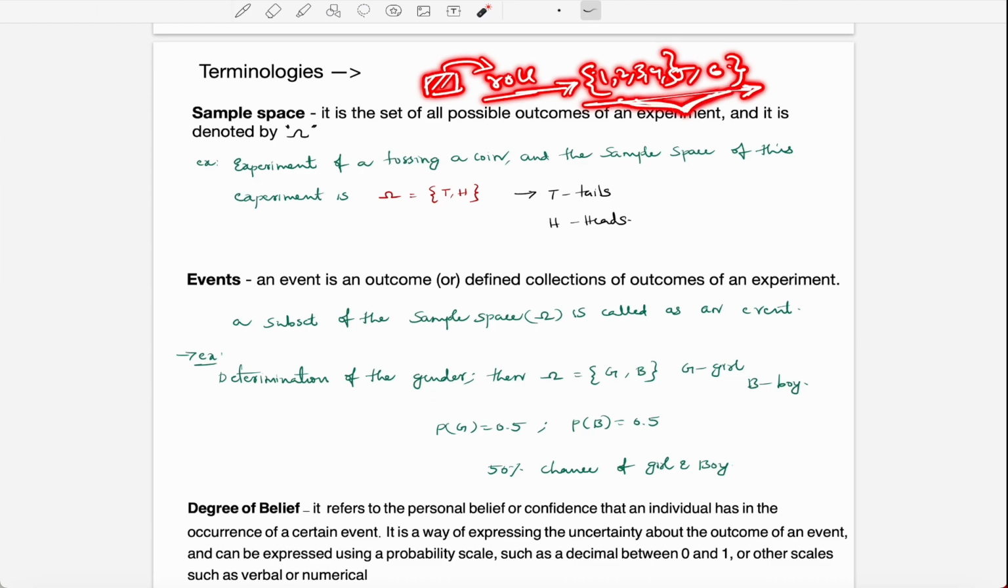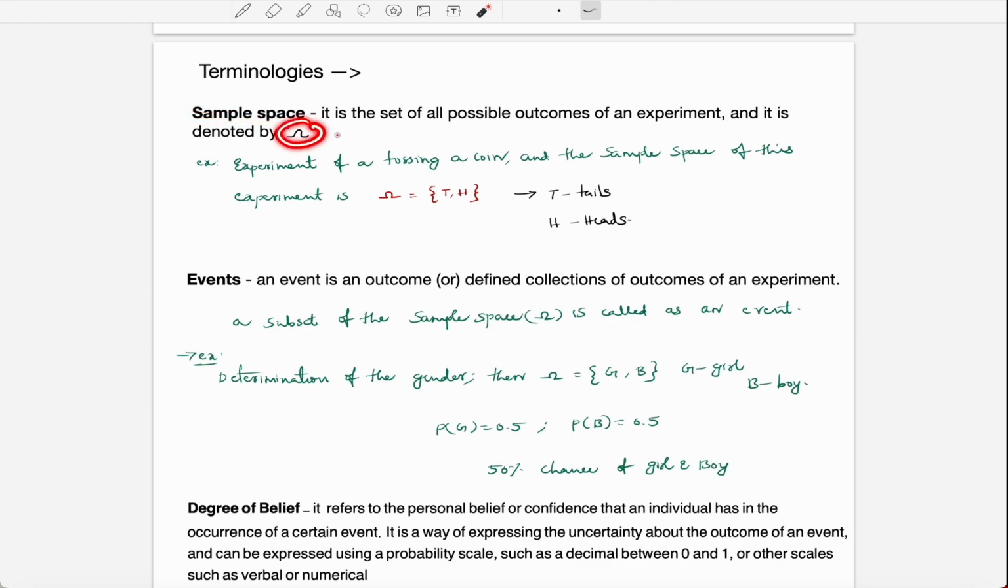I hope you're understanding. All the possible outcomes may be 1, 2, 3, 4, but other than these the dice cannot have another outcome. The dice cannot have 7, the dice cannot have 9, right? So this is the sample space, having all the outputs, the set of all possible outcomes. It is denoted by this symbol. Just remember this symbol.